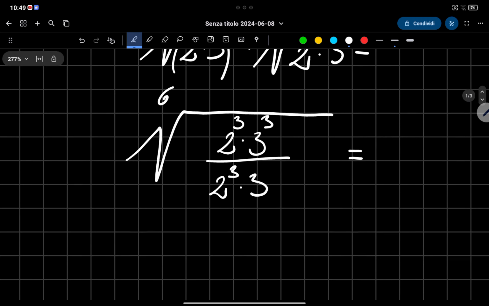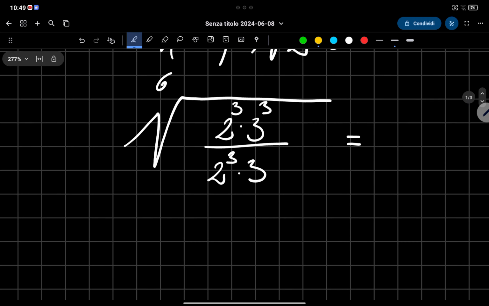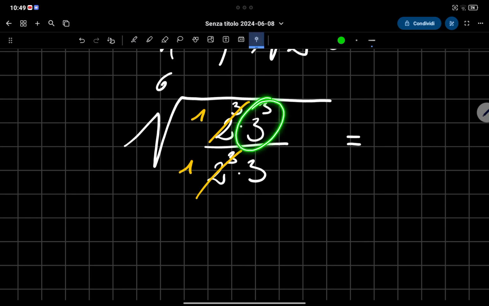Okay. As you know, given we have a fraction and in the numerator we have the same number that is in the denominator, we can divide it and then we get 1. So now we have a division of two powers with the same base. So it is equal to a power with the same base that has as exponent the difference of the two exponents. In our case it is 3 and 1.